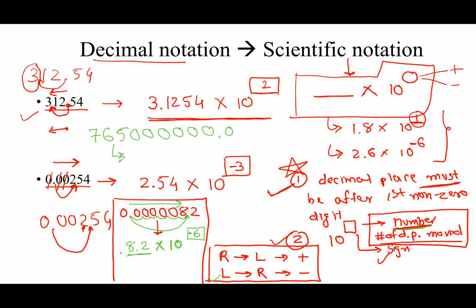Isn't it 76.5? No, it should not be 76.5. As you can see, the first rule says the decimal place must be after the first non-zero digit. In this case, the first non-zero digit is 7. So you have to bring your decimal place between 7 and 6.